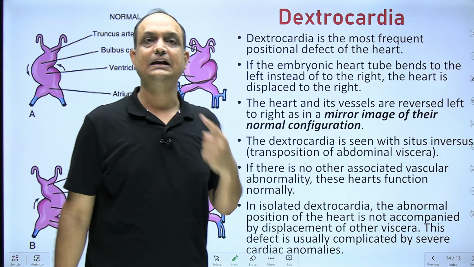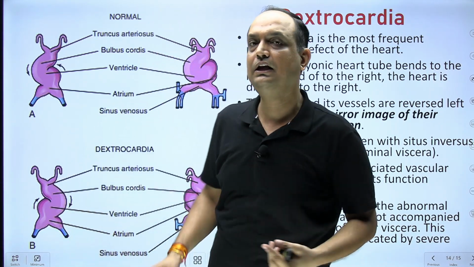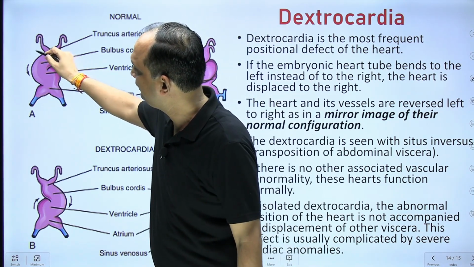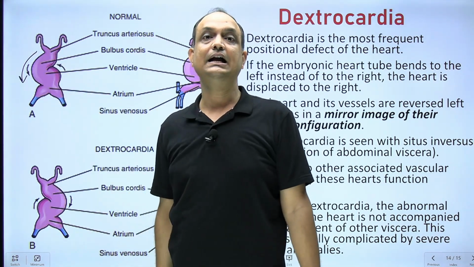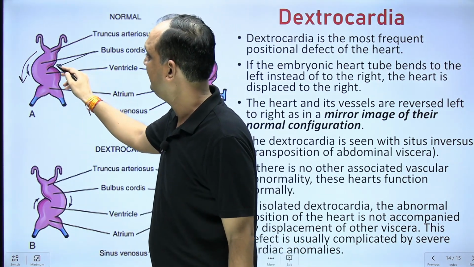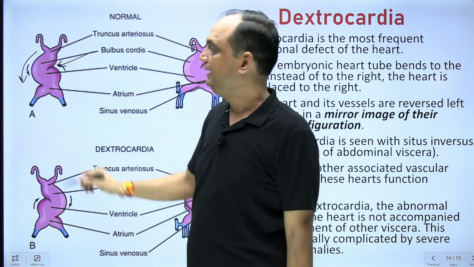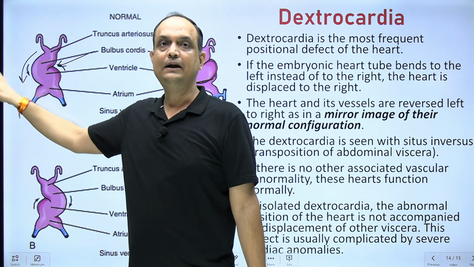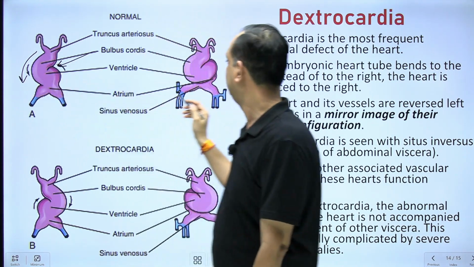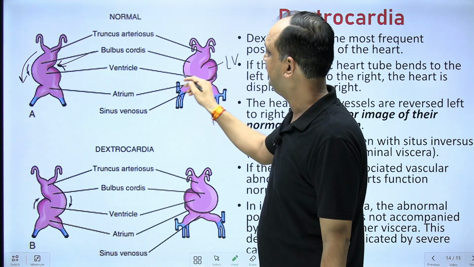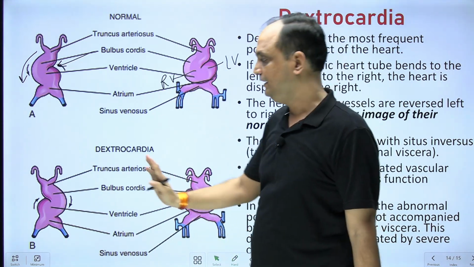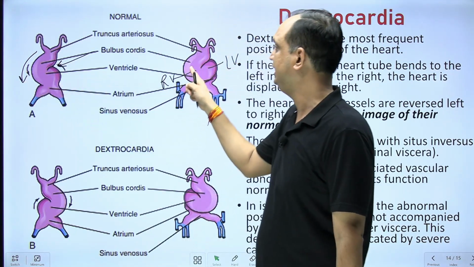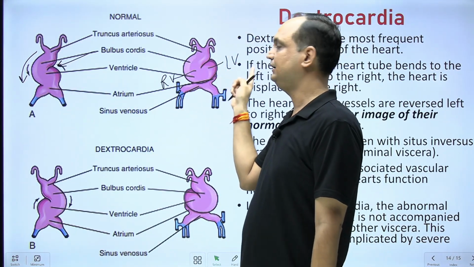Now the applied aspect is dextrocardia. Now students, in dextrocardia you have to understand that this is a normal looping where the bulboventricular loop has a right side outer curvature and left side inner curvature, and because of this you have the right side folding, and because of the right side folding the left ventricle comes here and the right ventricle comes here. So the right ventricle is on the right side and the left ventricle is on the left side.